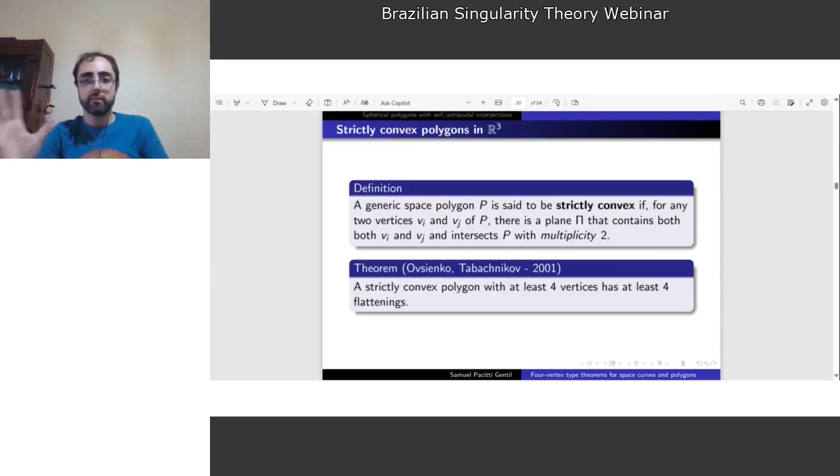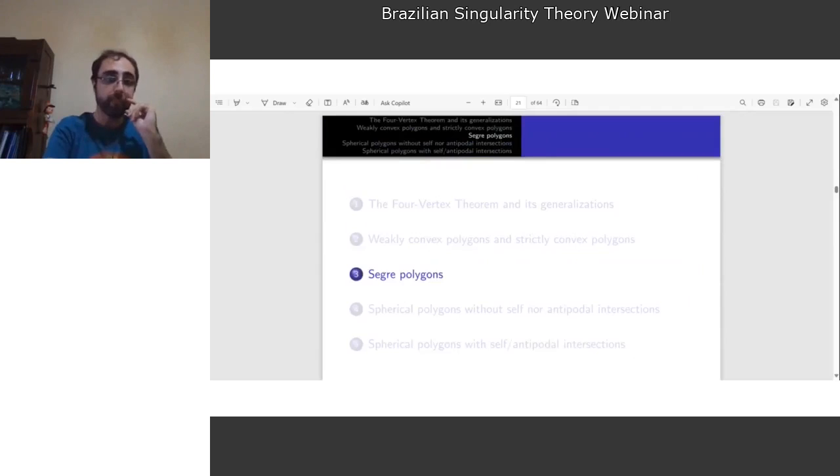There are some details here, but I'm not going into them. And the theorem proved by Ovsienko and Tabachnikov states that such polygons, provided that they have at least 4 vertices, must also have at least 4 flattenings. Again, their theorem is more general since it was stated for projective polygons, but our focus here is the 3-dimensional case. But the theorem admits generalization into higher dimensions if we consider projective curves or projective polygons. Both work.